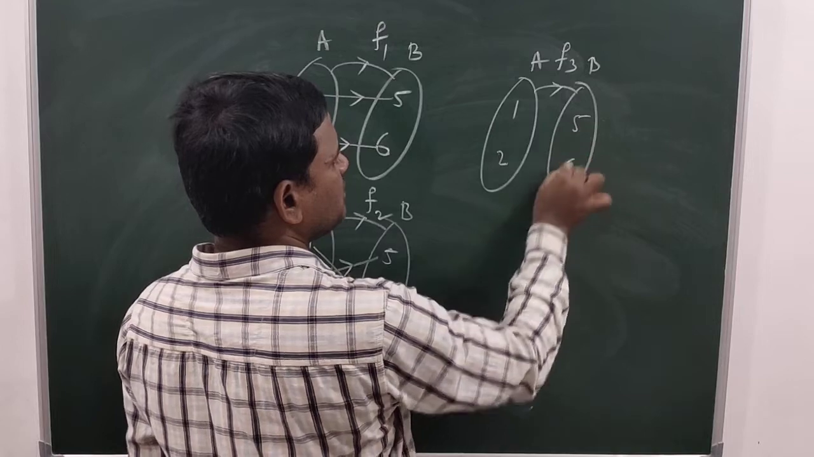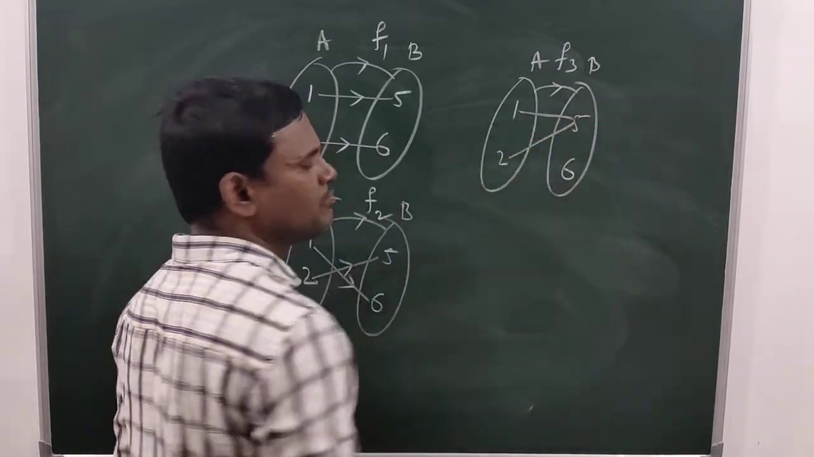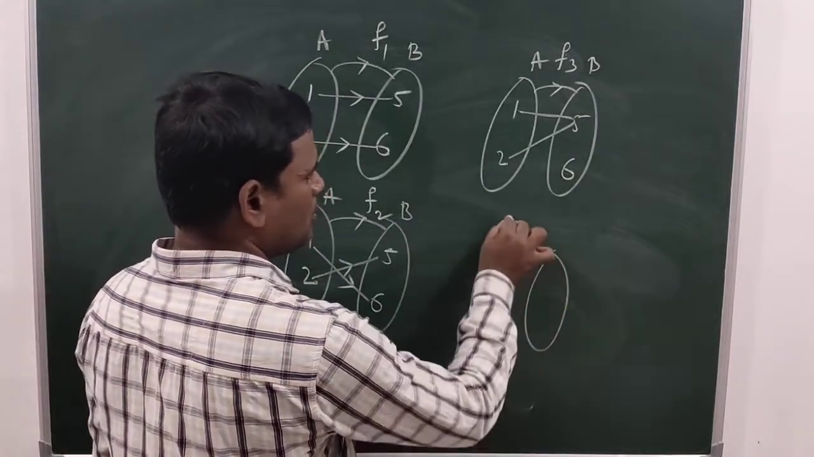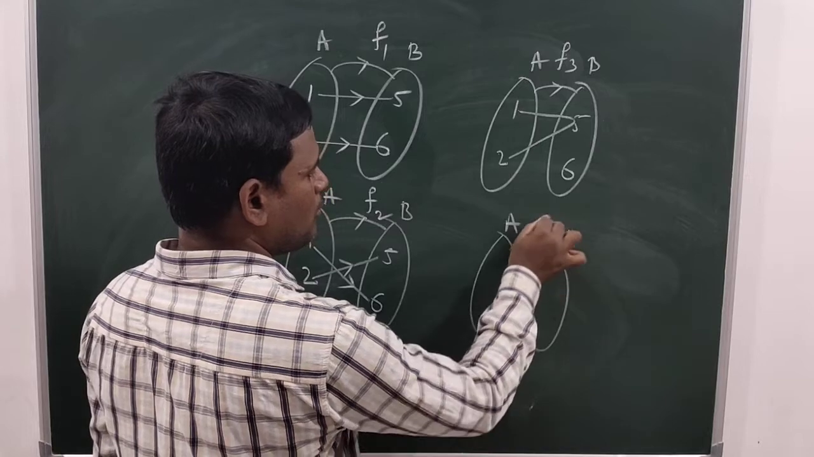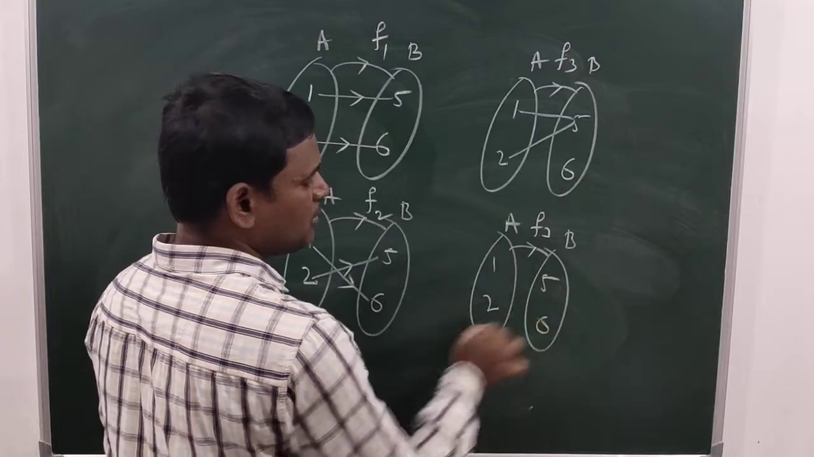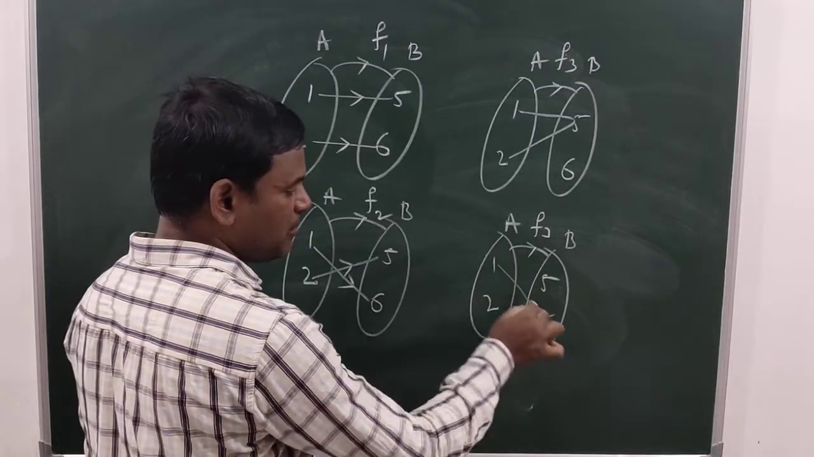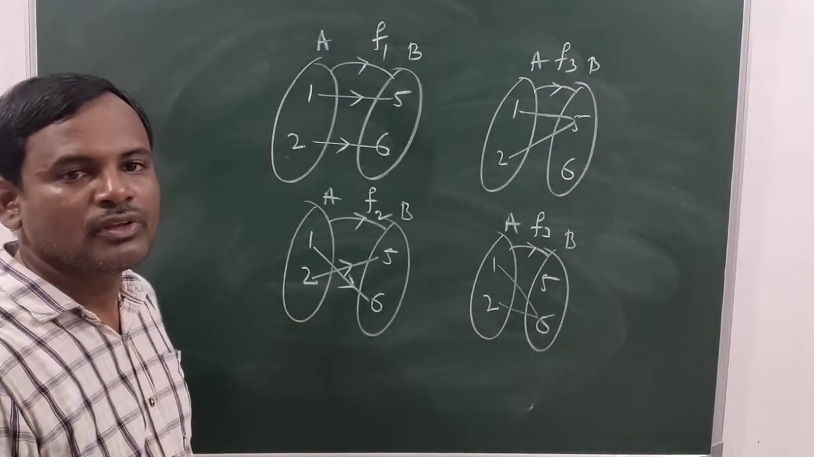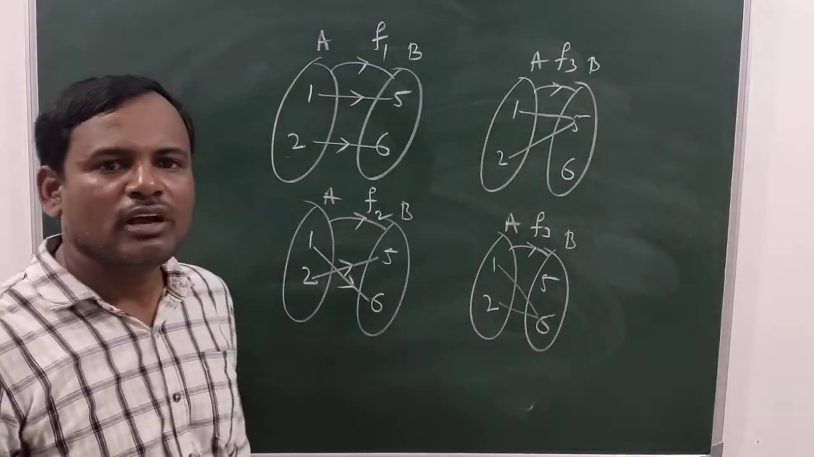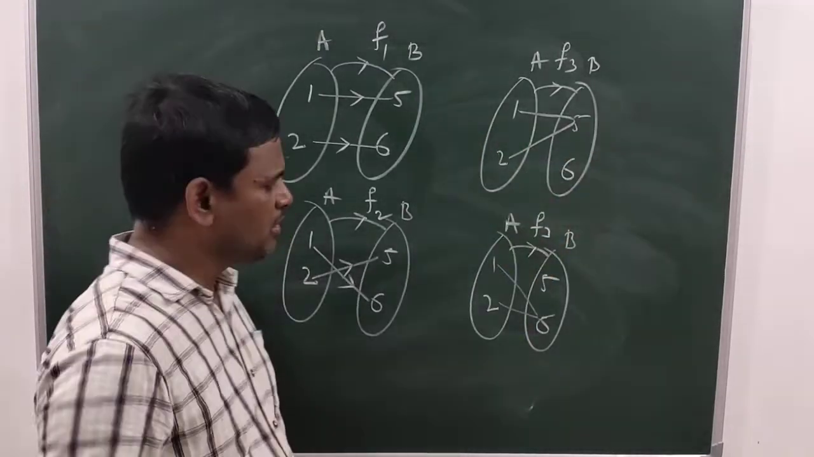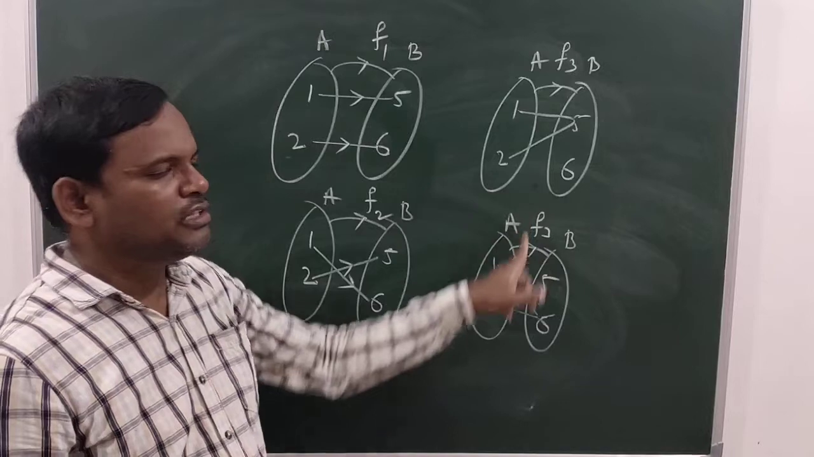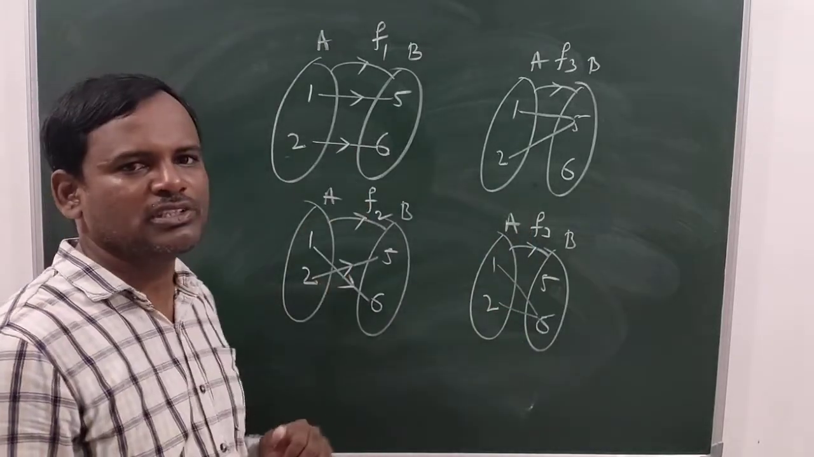1, 2, 5, 6. If all are mapped to 5, one more function is also possible from set A to set B. Here 1, 2, here 5, 6. Even these two elements can be mapped to 6 now. Does this represent a function? Yes. These two have a unique image from set B. These two have a unique image from set B. Hence, these represent functions.